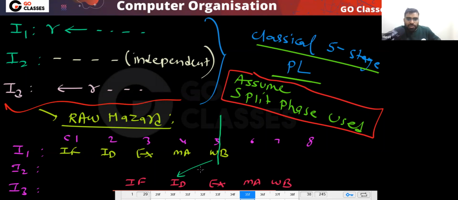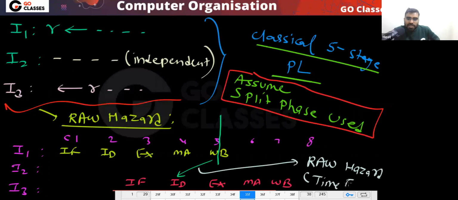But still the value is used here. So this is time travel, right? This is your RAW hazard. You can consider this as time travel. You are traveling into time. The correct value will be available in the cycle C5, but you need it in the cycle C4. So that is your RAW hazard.